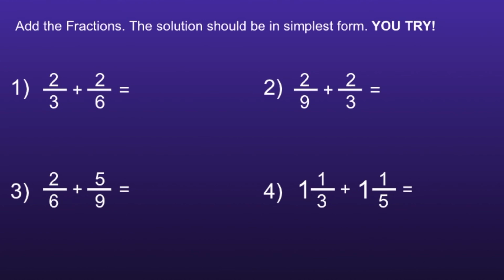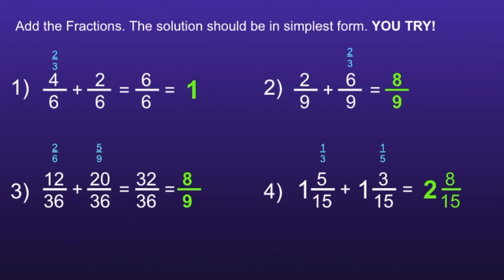All right, let's check it out. Number 1 is equal to 1. Number 2 is equal to 8/9. Number 3 is also equal to 8/9. And number 4 is equal to 2 and 8/15.